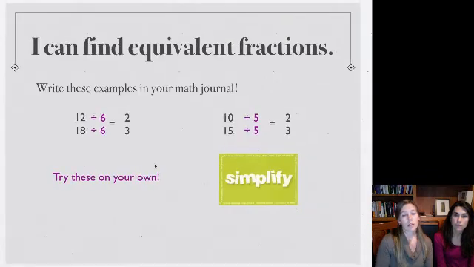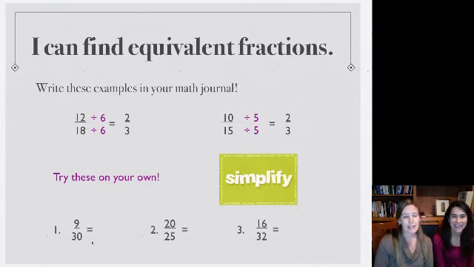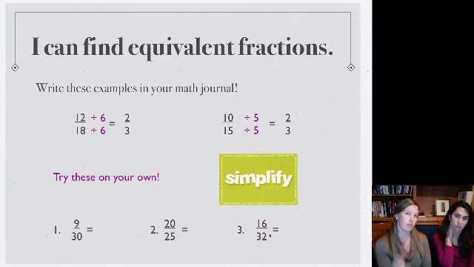So now try these two on your own. We're not going to show you these answers, so try these on your own. We want you to simplify. Just kidding. Take 9/30ths, 20/25ths, and 16/32nds, and try to simplify them. So find out what you could divide both the numerator and denominator by. And we'll go over those tomorrow. And then I think there's just one more thing.